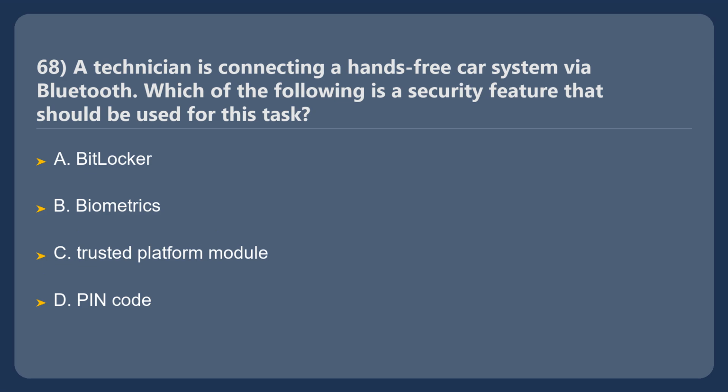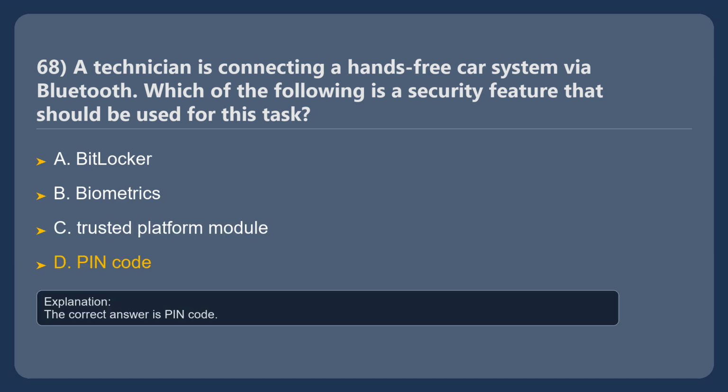Question 68. A technician is connecting a hands-free car system via Bluetooth. Which of the following is a security feature that should be used for this task? Option A, BitLocker. Option B, biometrics. Option C, trusted platform module. Option D, PIN code. The correct answer is option D, PIN code.